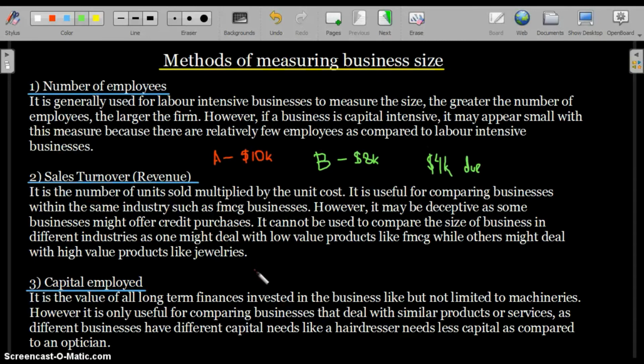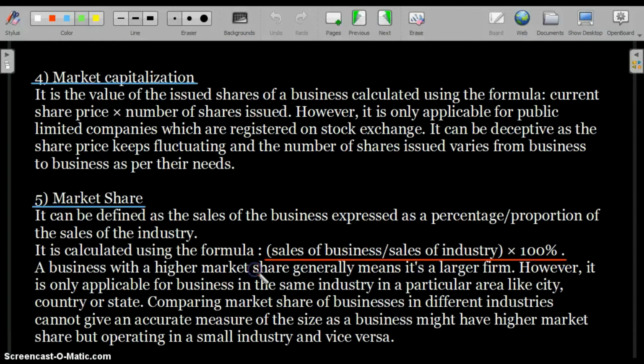So next we have market capitalization. Market capitalization is the value of the issued shares of a business calculated using the formula current share price times number of shares issued. It is only applicable for public limited companies which are registered on a stock exchange. It can also be deceptive as the share price keeps fluctuating and the number of shares issued varies from business to business as per their needs. So different businesses issue a different number of shares and the price keeps fluctuating because it is a measure of the business performance, and hence this is also not a very good measure.